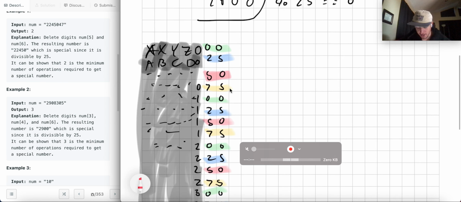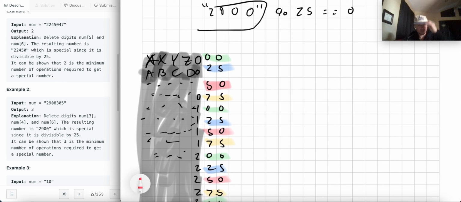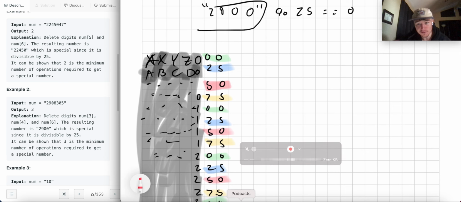Okay? So that's the general idea about solving this problem. All I need to do is think about the last two digits, because that's the only thing that's going to matter when it's divisible by 25. Everything to the left is irrelevant because it just ends up being the same pattern over and over again. 0, 25, 50, 75, 0, 25, 50, 75, 0, 25, 50, 75.